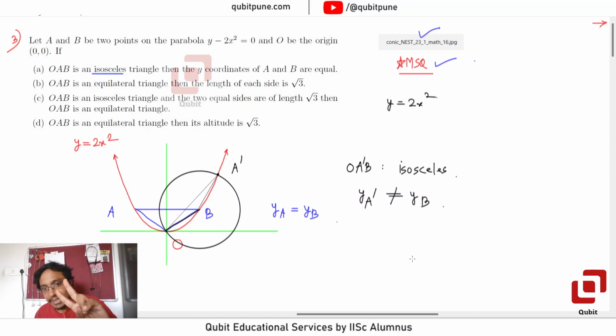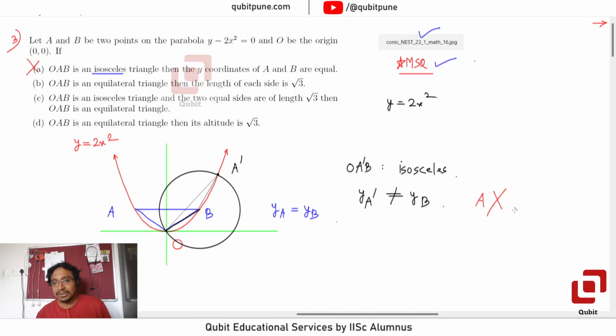That means there are two possibilities: either the y coordinates will be equal or the y coordinates will not be equal. But if you are marking option A, you are saying there is no exception to that, but here we have found out an exception. So can option A be correct? No, option A cannot.